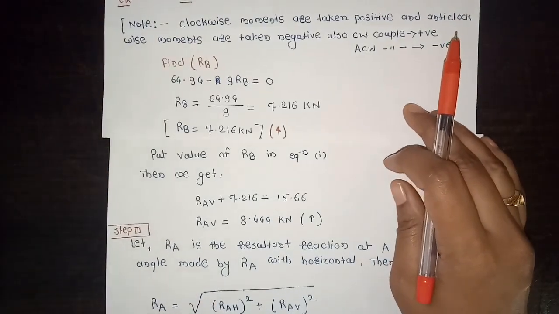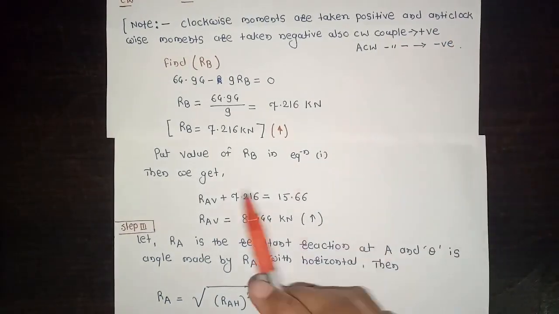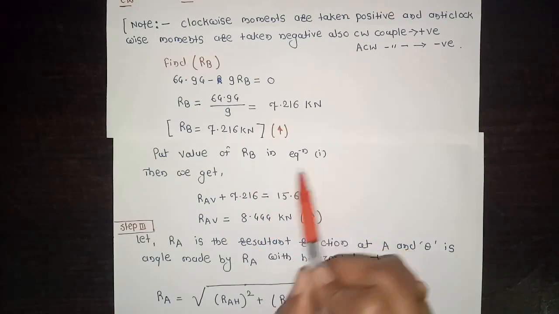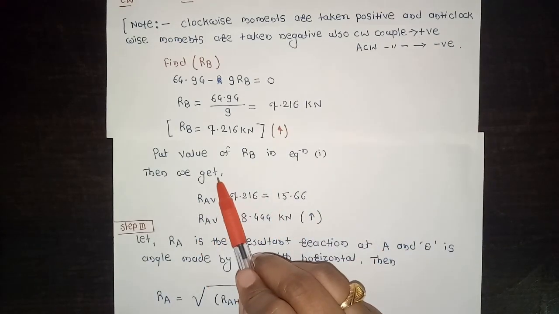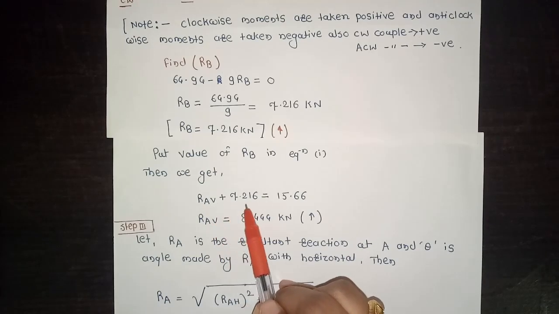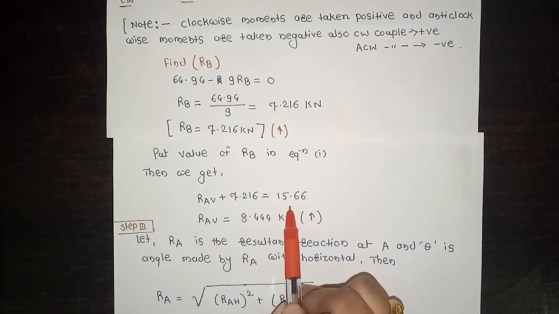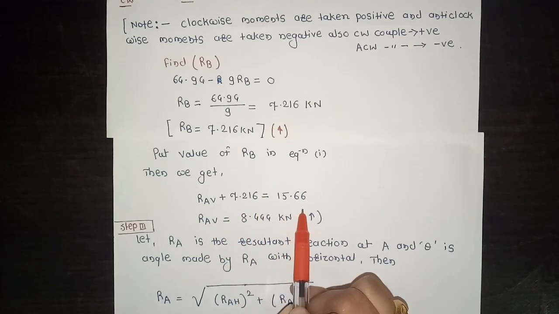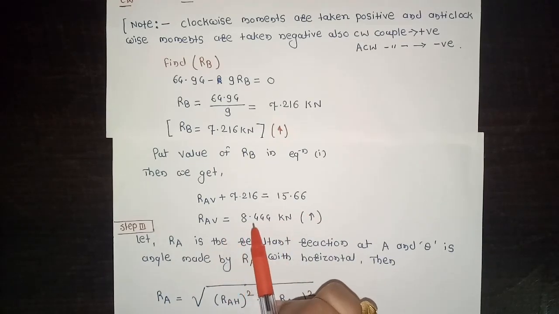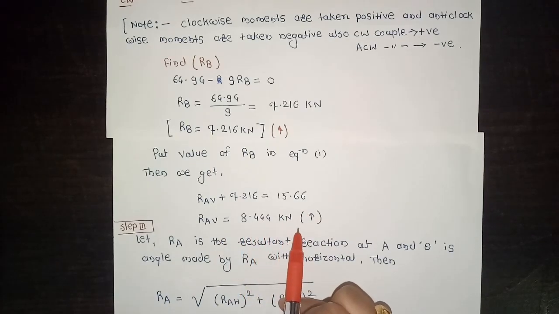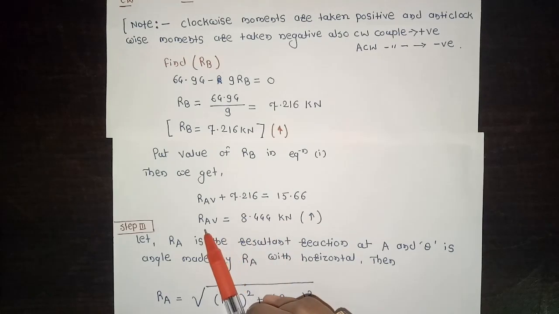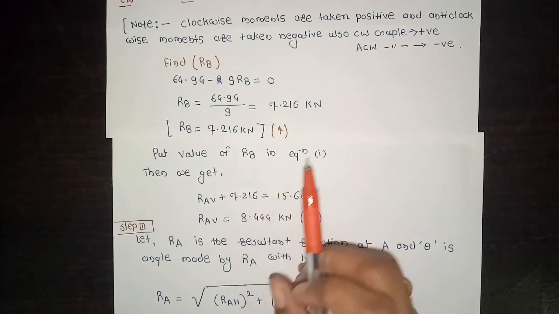Then next step, put the value of RB in equation 1, then we get RAV plus 7.216 is equal to 15.66. RAV is equal to 8.444 kilonewton. Okay, so this is the RAV value.